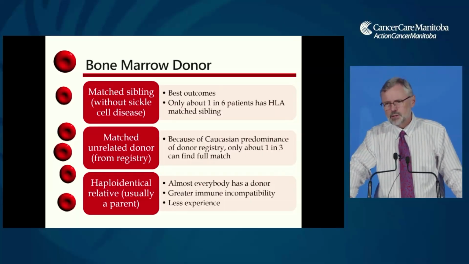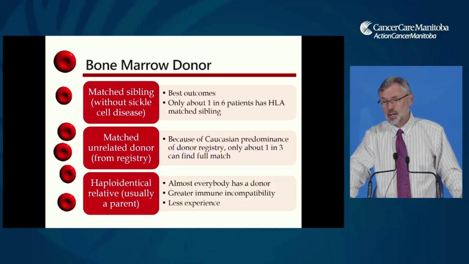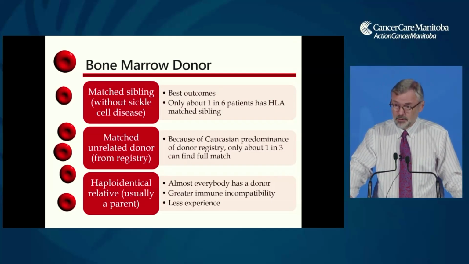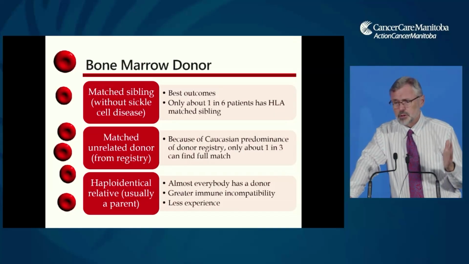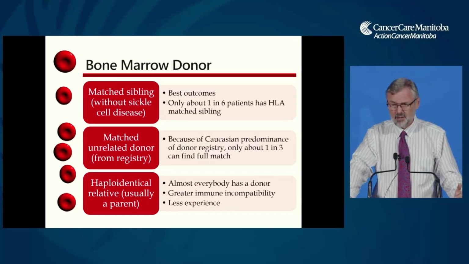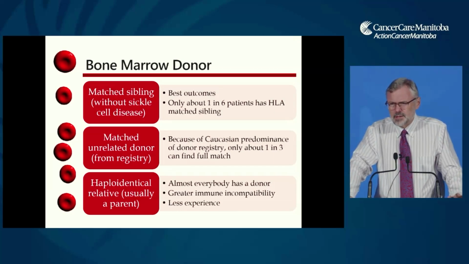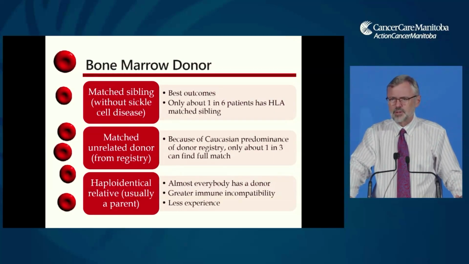But the problem is that most of those people signed up in those registries are Caucasian. Most people with sickle cell disease are not, and the HLA distribution is quite different. And so the chances of finding a donor for a sickle patient are much lower. It's only about 1 in 3. So sometimes we find one, but that's not great.